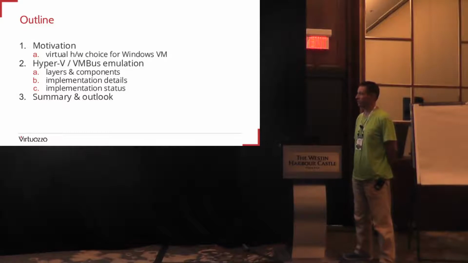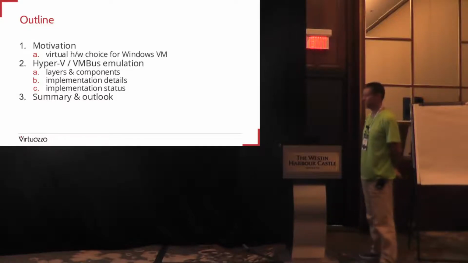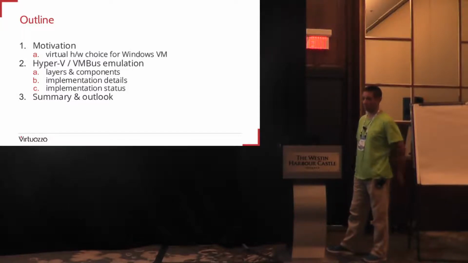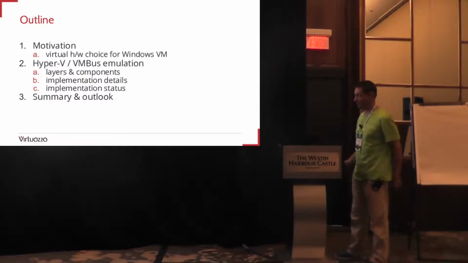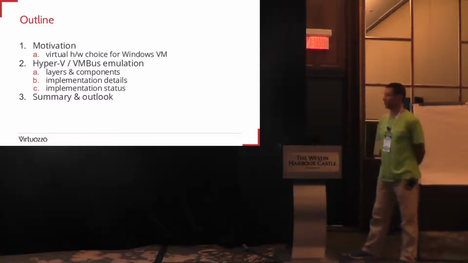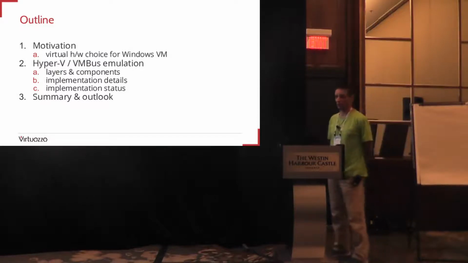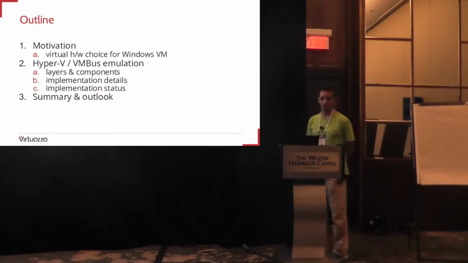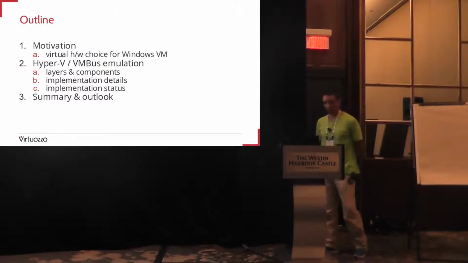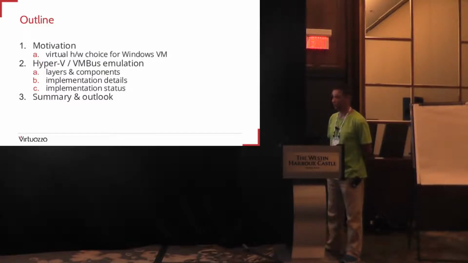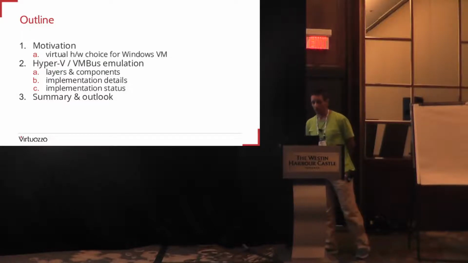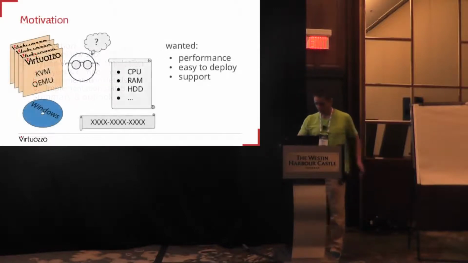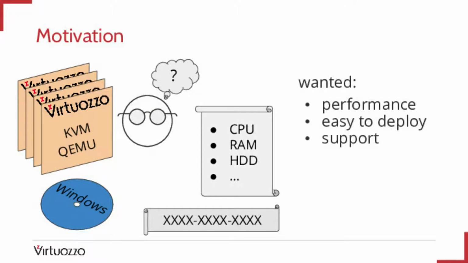I'll try to discuss a few aspects of its structure, which is not strictly layered, but has layers and components. And while doing that, I'll also talk about the implementation models we have now. And I'll also mention what the implementation status is, so that you can get a feeling of whether it's useful now or not. And then I'll conclude and give a brief outlook on what you can do with this if you go wild.